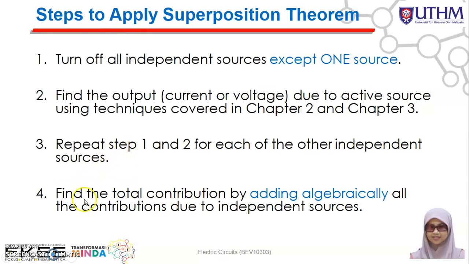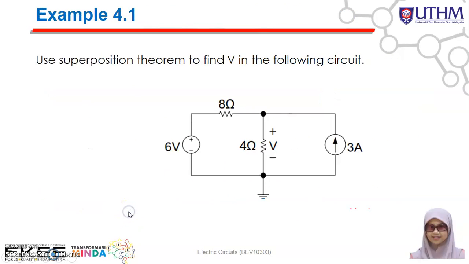Okay, and then finally, you need to find the total contribution by adding algebraically all the contributions due to the independent sources. So let's say you have 2 sources, then you are going to add the contribution by the 2 sources. If you have more, then you need to find the total contribution based on all the independent sources available. Alright, so let's move to the following example.